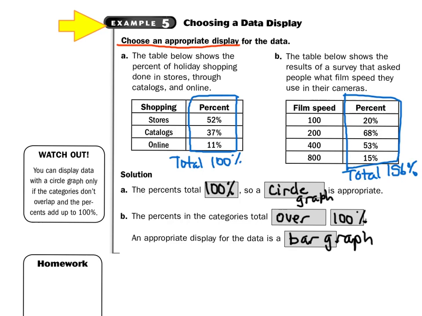So here's the answer to this. For example A, the percent totaled 100%. So you can use a circle graph. That's appropriate. In example B, the total was over 100%. So the best way to display that data would be a bar graph, okay?